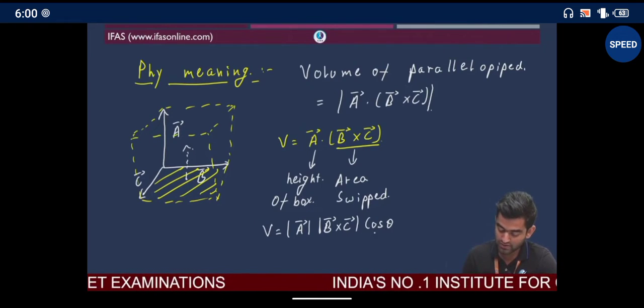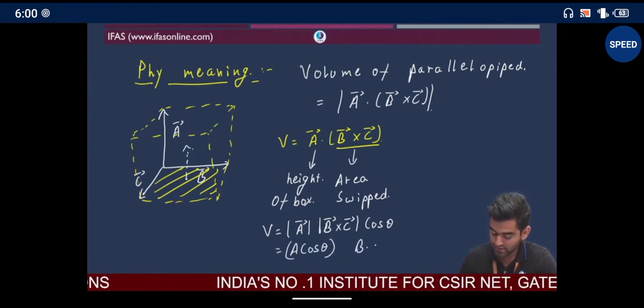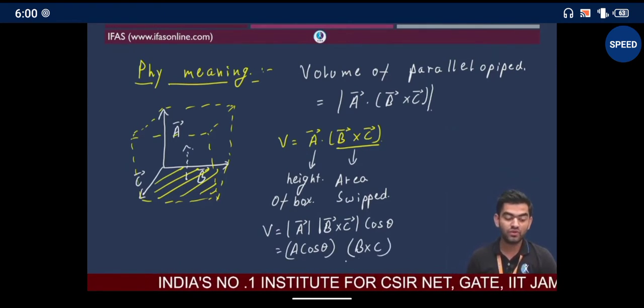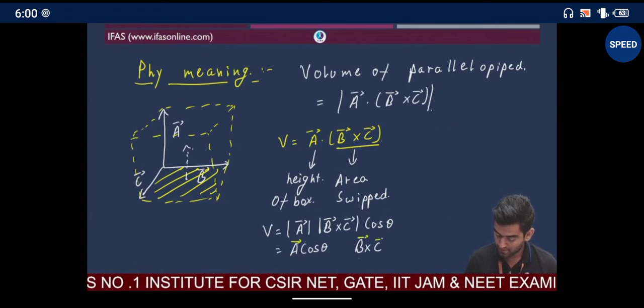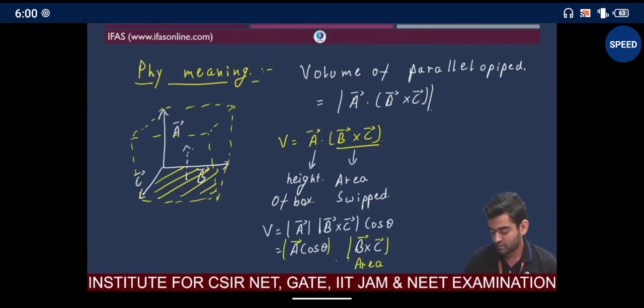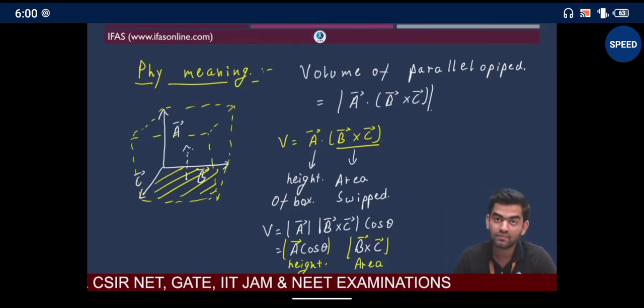Or I can simply say that A cos theta in magnitude terms is nothing else but the height, and B cross C is the area part. Let me write in the magnitude sense again. This is the area and this is the height. Simply multiplying the height with the area, I get the volume of the parallelepiped.